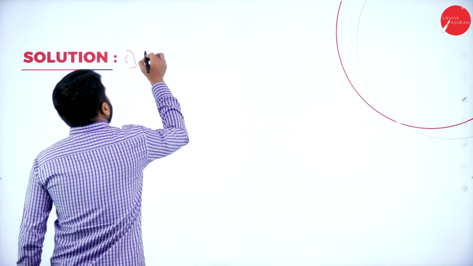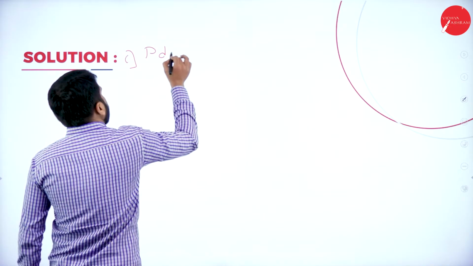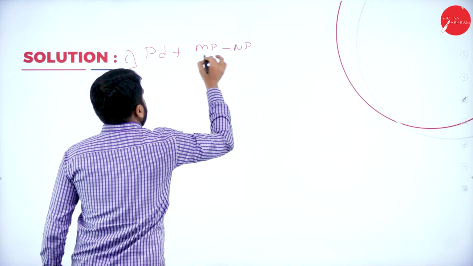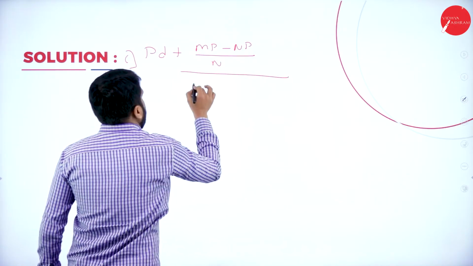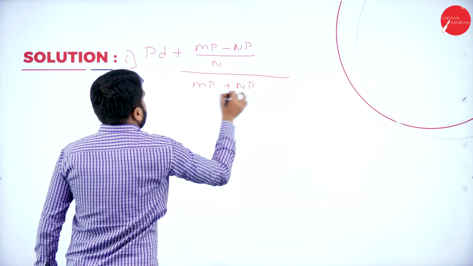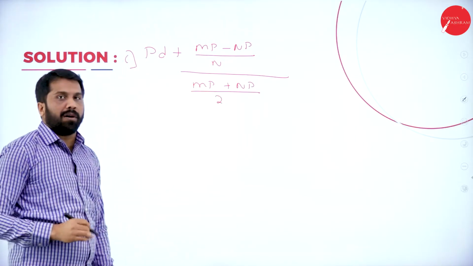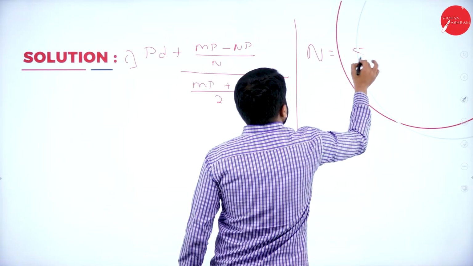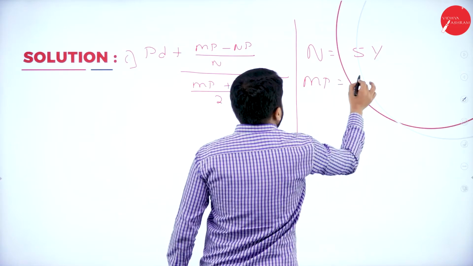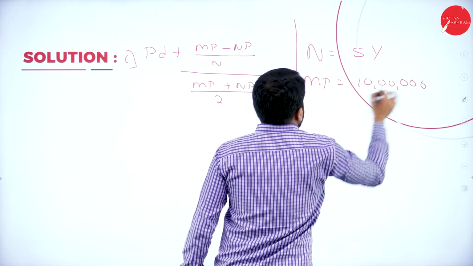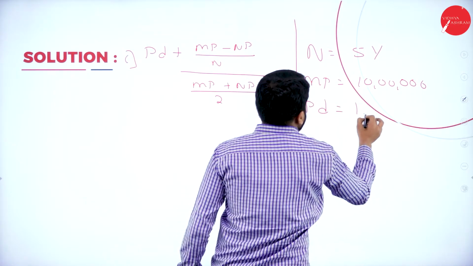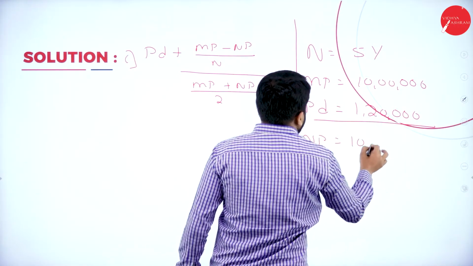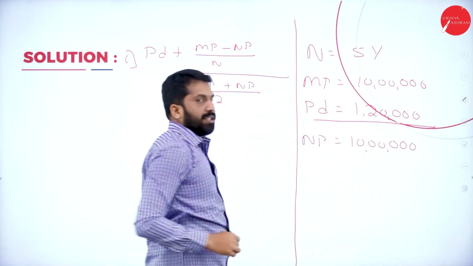Again, write down the formula. Preference dividend plus your MP minus NP divided by number of years, whole divided by MP plus NP divided by 2. So this is your formula. Before we start, what is your N? N is 5 years. What is your MP? MP is 10 lakh. What is your PD? Dividend is 1 lakh 20,000. Now, what is your NP? NP, first write down 10 lakh. Is there any adjustment? We'll check it out.